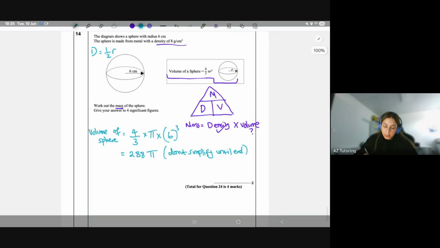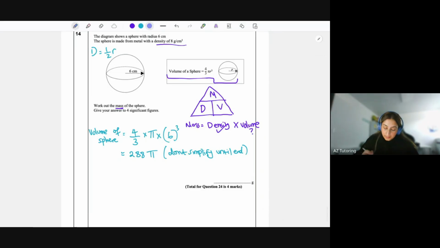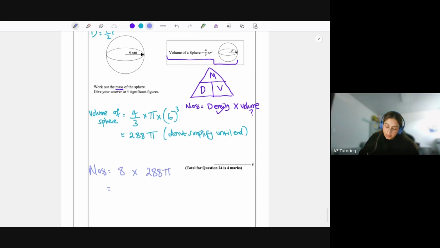Now the final step is working out the mass. The mass is going to be the density, which is 8 grams per centimeter cubed, 8 times 288 pi, which is just 7,238.229474 grams. And then the question says, give your answer to 4 significant figures.